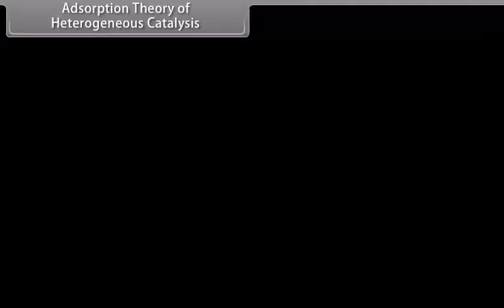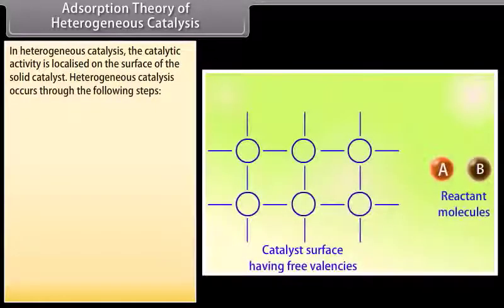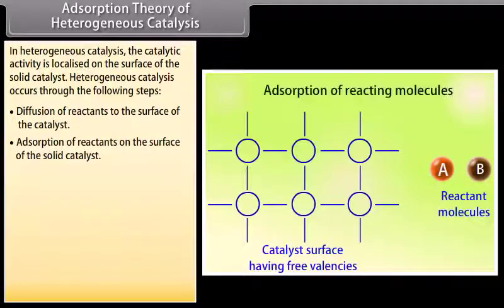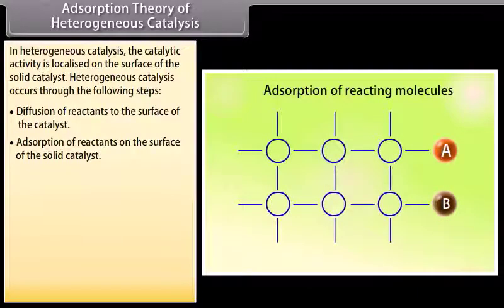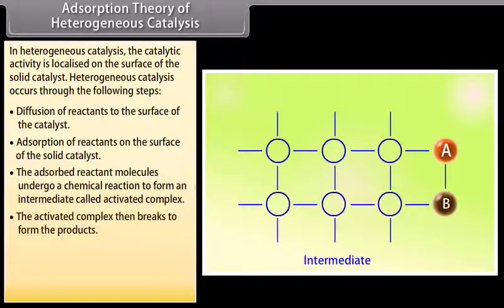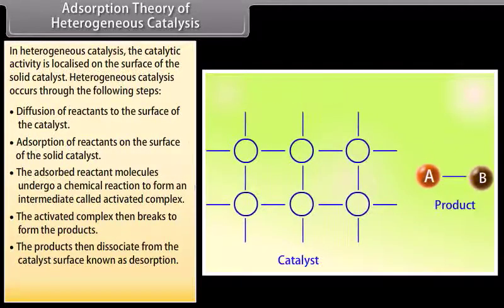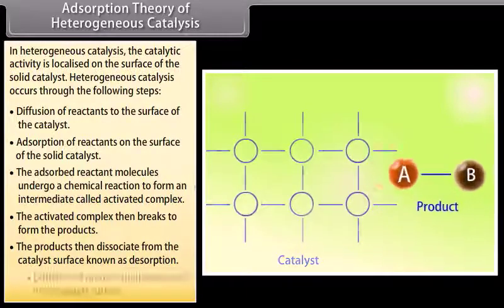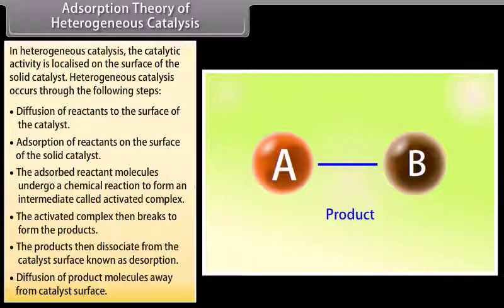Adsorption theory of heterogeneous catalysis. In heterogeneous catalysis, the catalytic activity is localized on the surface of the solid catalyst. Heterogeneous catalysis occurs through the following steps: diffusion of reactants to the surface of the catalyst, adsorption of reactants on the surface of the solid catalyst. The adsorbed reactant molecules undergo a chemical reaction to form an intermediate called activated complex. The activated complex then breaks to form the products. The products then dissociate from the catalyst surface, known as desorption. Diffusion of product molecules away from catalyst surface.